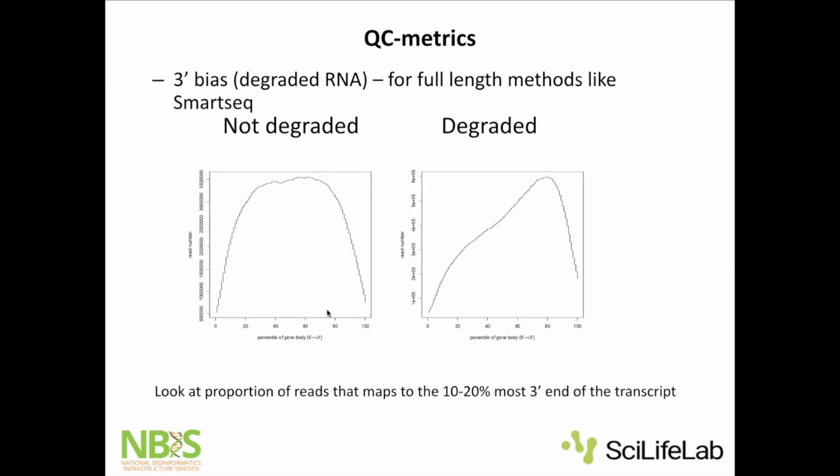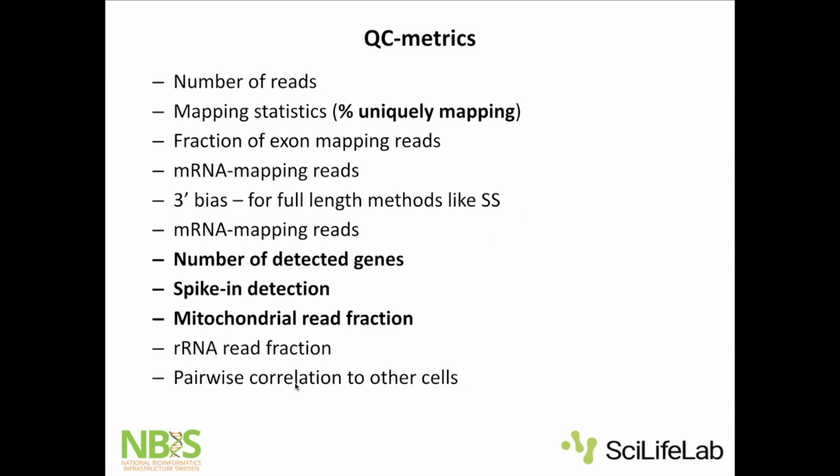And then if you have full-length data, we can also look at the RNA degradation based on the 3' bias. So basically, since we're catching the poly A tail, if the molecules are broken, then we only end up with reads close to the poly A tail and not covering the full transcript. So that's also a bad sign.